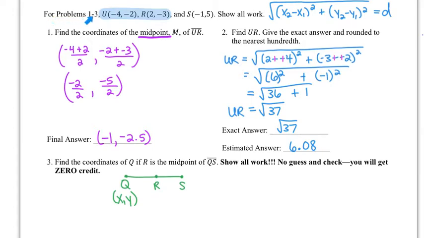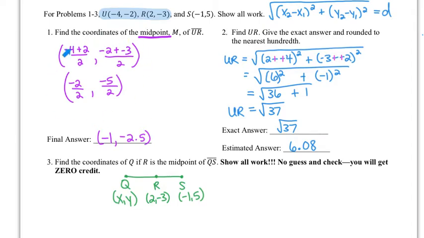So I'm just going to give those variables here, x, y, but I do know the coordinates of R, because remember this is for problems 1 through 3. So R is 2, -3. I know that that's the midpoint, and then S is -1, 5. So on this one, instead of finding the midpoint, we're finding an endpoint. So we're just going to take this and work backwards.